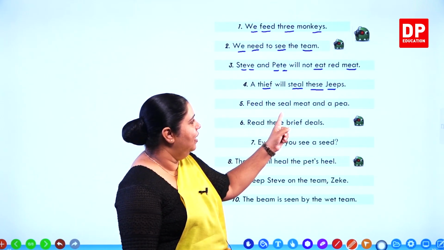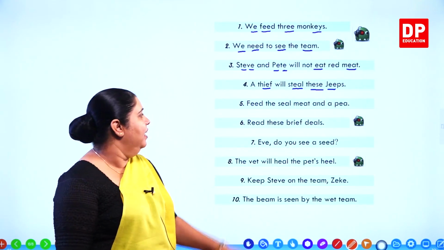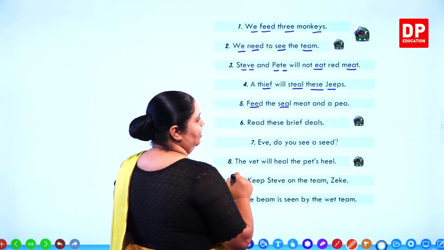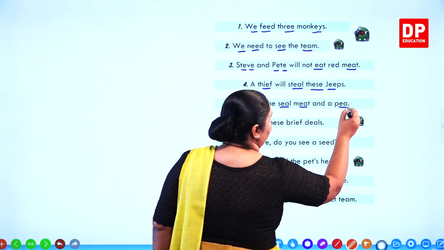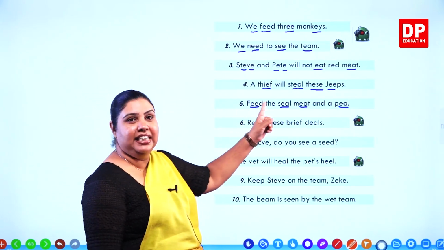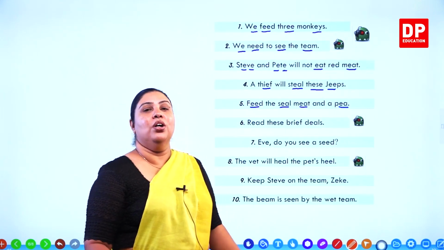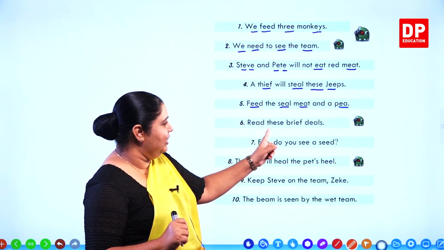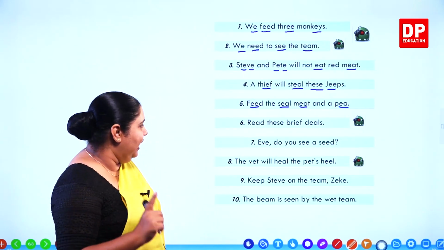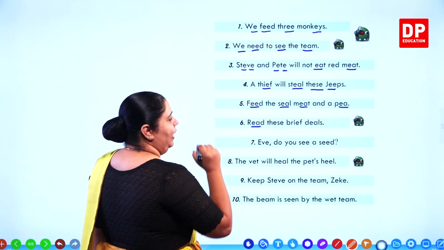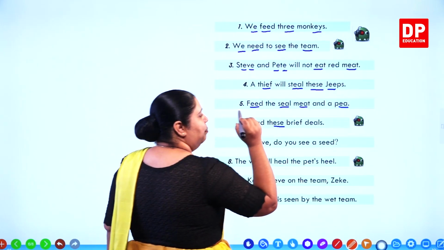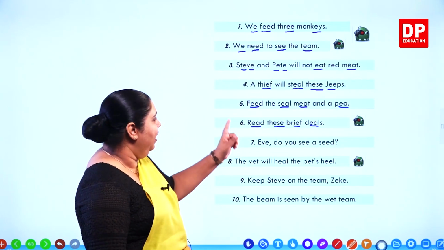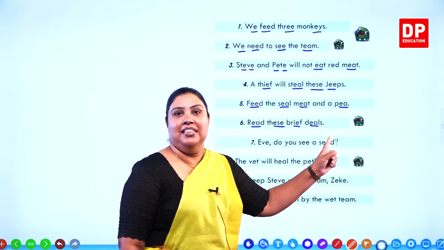Feed the seal meat and a pea. Feed the seal. Feed the seal meat and a pea. Can you see? Feed the seal meat and a pea. A lot of long E words. Okay. Next one. Number 6. Read these brief deals. Read. We have the long E. These. We have the long E. Brief. We have the long E. And deals. We have the long E. Read these brief deals. Okay.